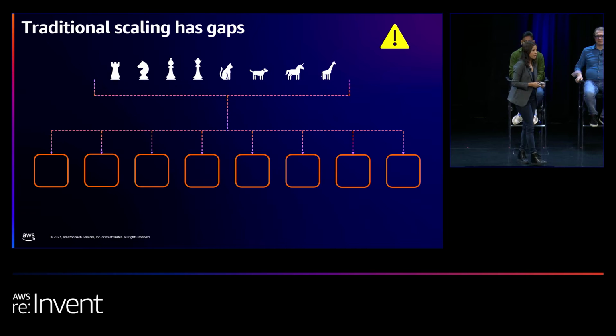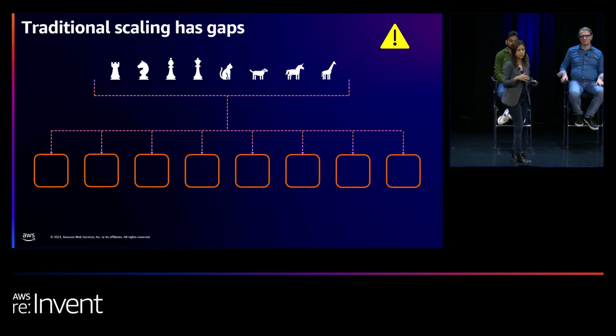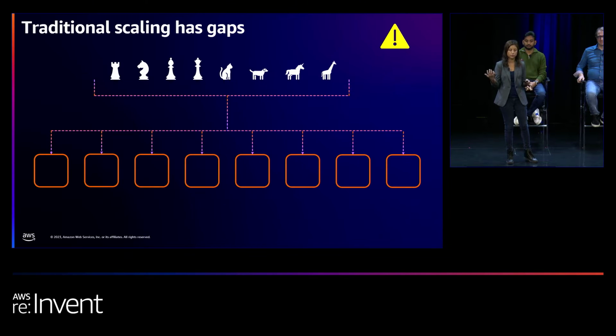So you might be familiar with traditional scaling. In traditional scaling, you usually have your worker nodes, in this case 8 worker nodes, serving the needs of all your customers. And we have 8 customers out there.